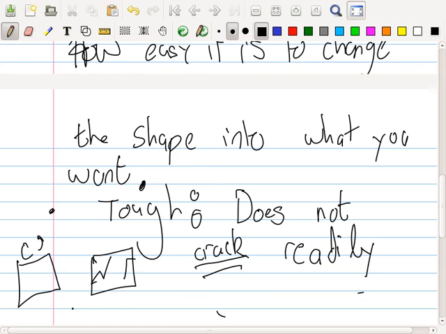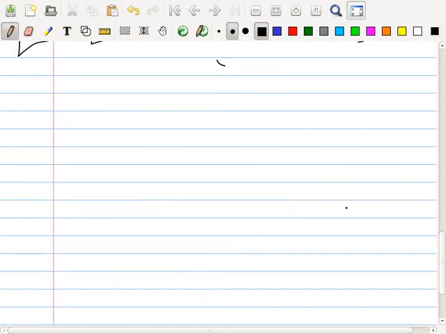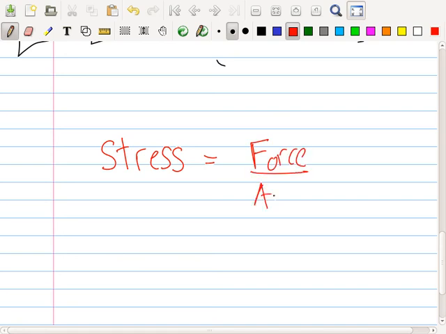Okay. Now we're going to have two new formulas, but they're simple formulas. The title was stress and strain. So stress. There's an exact definition for stress. It's like pressure. Actually, it is pressure. It's force over area, F over A, which we said is pressure.